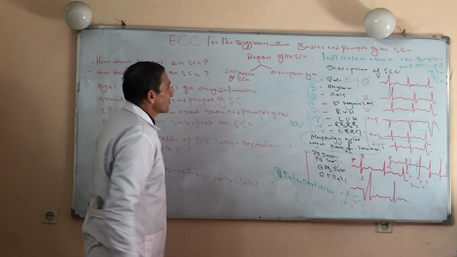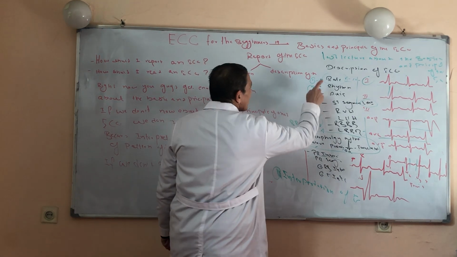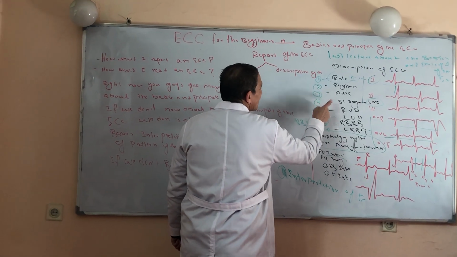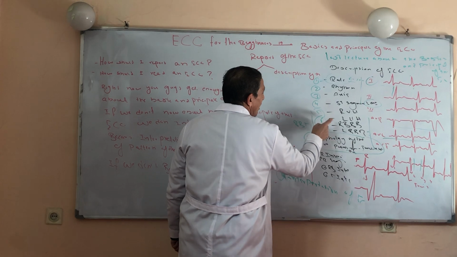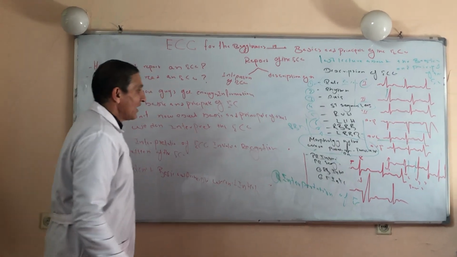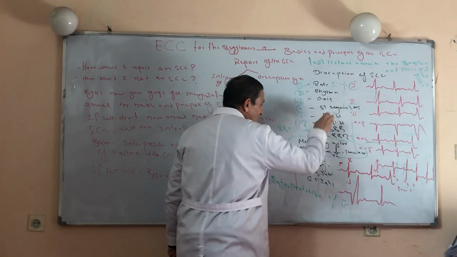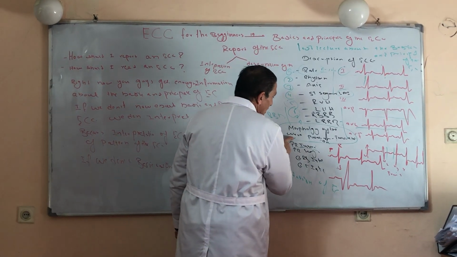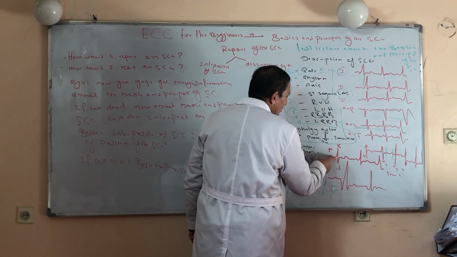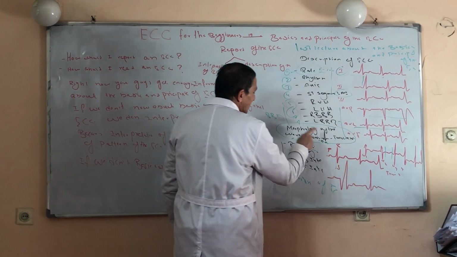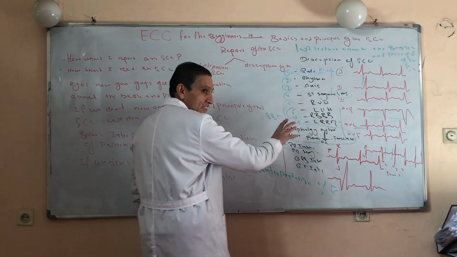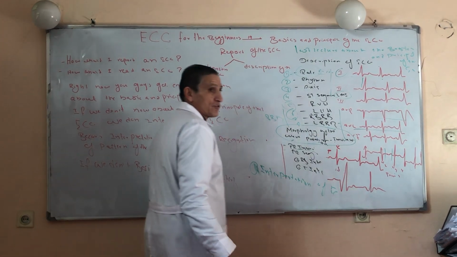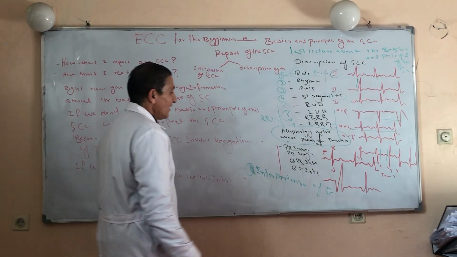Under the topic of description, we should explain the rate, rhythm, axis, ST segment, RVH, LVH, and so on. In addition, we should pay attention to the waves, especially the P wave. There is no Q wave and S wave. The second thing you should think about is the QRS complex. And the last wave, which is very important, is the T wave.